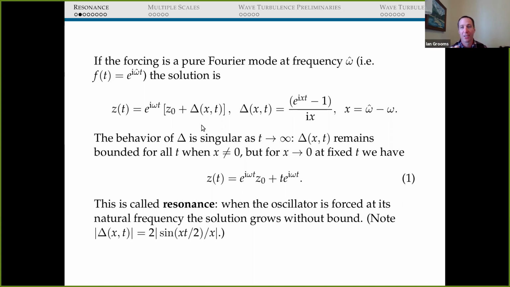This delta function has singular behavior though. If you pick any x, any difference in the frequencies, and then let time go to infinity, this delta is going to remain bounded, except if you force with a frequency that's equal to the natural frequency of the oscillator, in which case this thing grows linearly in time. So the delta function is a singular function. When you force an oscillator at its natural frequency, it grows linearly in time. That's a phenomenon called resonance. And I've just written the formula for the absolute value of this delta down here.